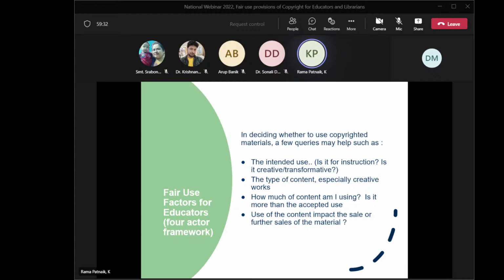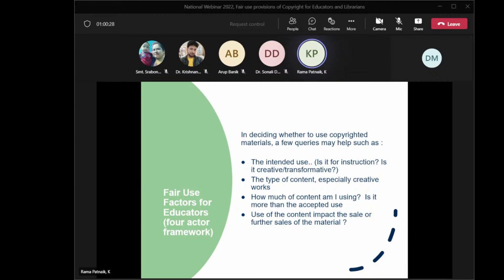So how are we deciding whether a copyrighted material can be used? There are a few queries which might help. The intended use: is it for instruction, or is it creative, what we call transformative use? If you are reading a poem and writing a critical appraisal, then it is a transformative use. Obviously, the law allows you to do that. And then the type of content: peer-reviewed or creative content holds more value, and that is where most of the restrictions dominate. But for non-fiction or ordinary works which are not that creative in terms of academic use, there may not be much violation, though the use of such books is very limited in scope, especially for teaching and research.